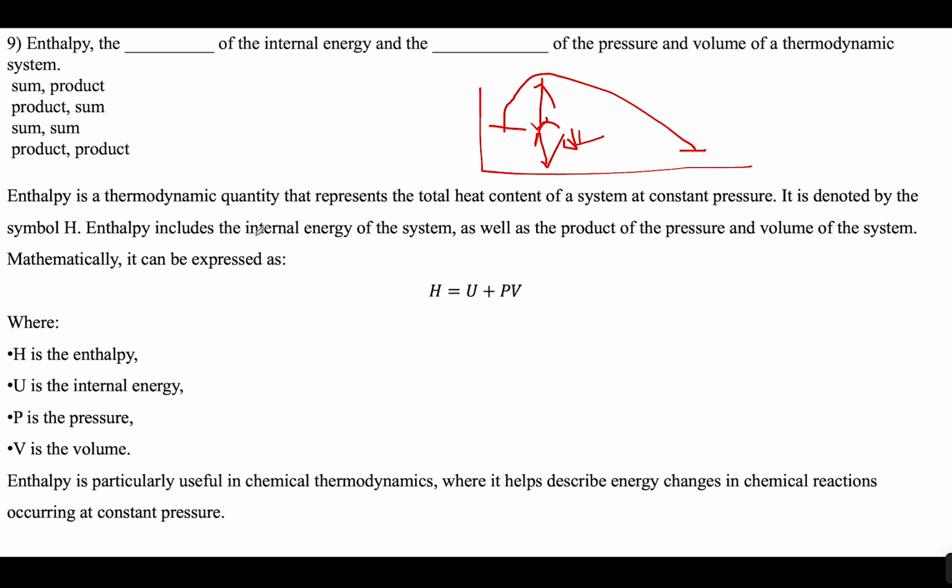Enthalpy includes the internal energy of the system as well as the product of the pressure and volume of the system. So basically, if a process begins at constant pressure, it either absorbs or generates a certain amount of heat. So the enthalpy is the amount of heat that is produced.